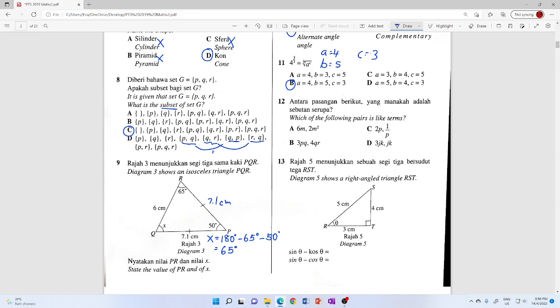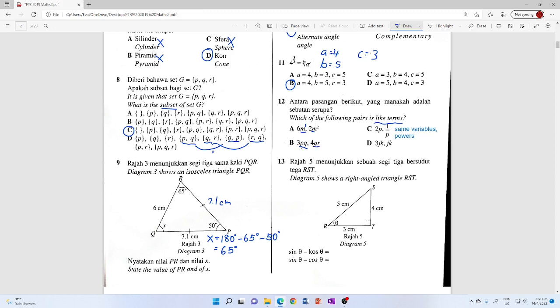12. Which of the following pairs is like terms? Like terms meaning that they have the same variable and also powers. So they will have same variables and powers. For A, they have same variables M, but different power. This power 1, this power 2. PQ is different variables.